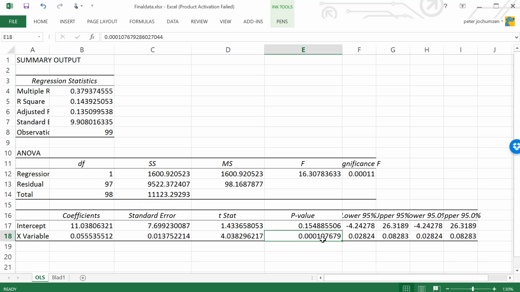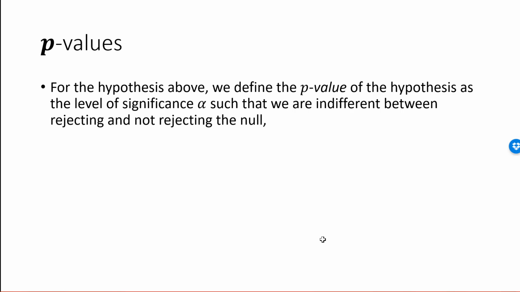All I need to do is to look at this p-value. I see that the p-value is less than 5%. Since it's less than 5%, I know that I can reject my null hypothesis. It's nice because I don't have to look up the critical value. So look at the p-value. If it's less than your level of significance, say 5%, reject the null. If it's greater than your level of significance, do not reject the null. That's the rule that we use.